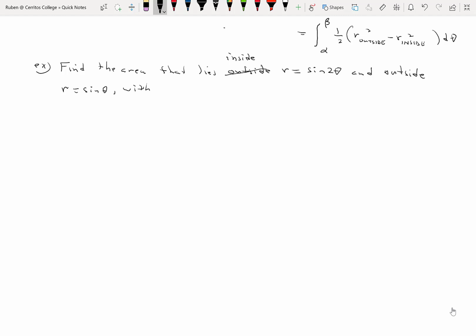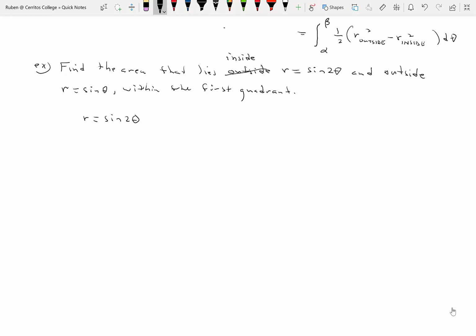So within the first quadrant. Okay. Again, this being an area only in the first quadrant, that idea will become real clear in a minute. So let's graph our new function. Let's graph r equals sine of 2 theta. This one is a bit rough.